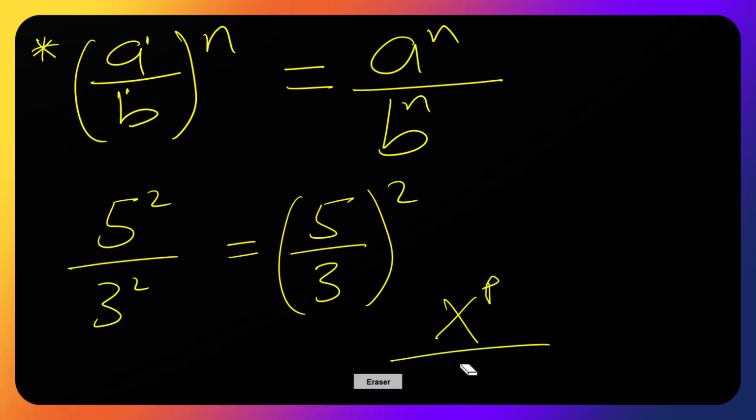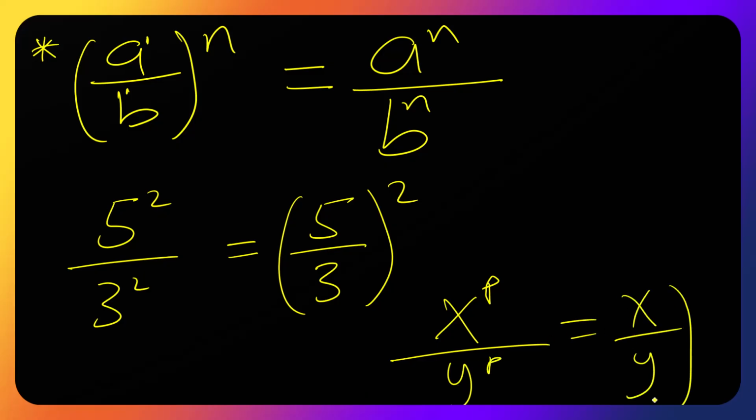We can have so many examples: x to the power of p on y to the power of p. That would be x on y all to the power of p. As simple as that. Now let's talk about the negative power of quotient.